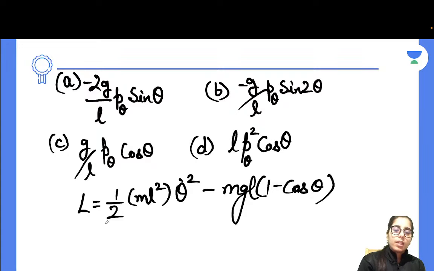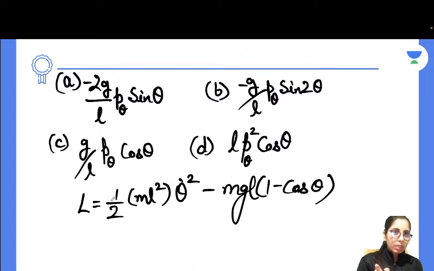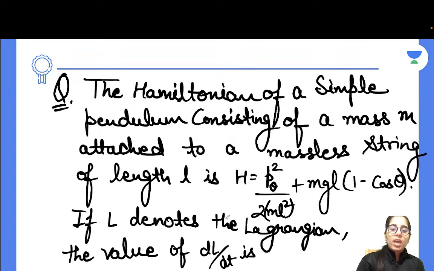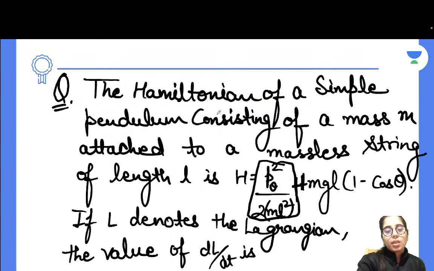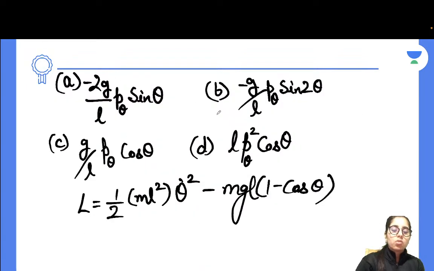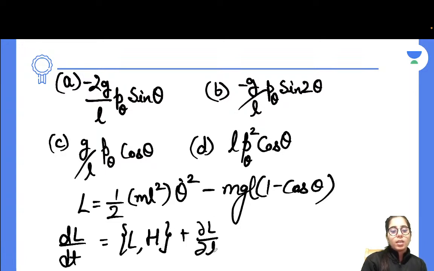One more thing, when you work on the total time derivative part, how I have written the Lagrangian, I would like to repeat it. I have compared the kinetic energy term of the Hamiltonian, which is p squared upon 2m, and the m is m L squared there. So half m v squared, so m L squared theta dot squared, negative sign the mgh, which is m g L into 1 minus cos theta. So this is how we directly mentioned it. But what is dL by dt? It is the Poisson bracket of L, the function for which we want to find the total time derivative, with the Hamiltonian, plus partial L divided by partial t.